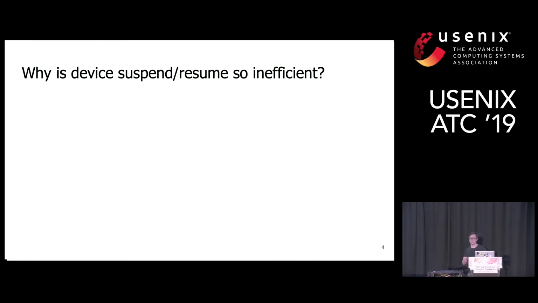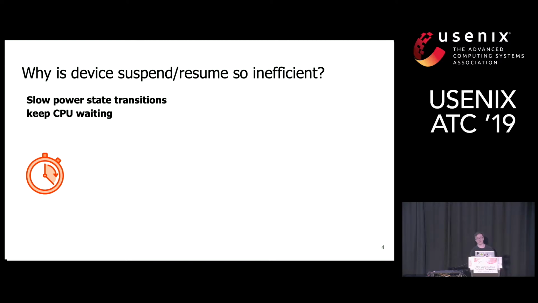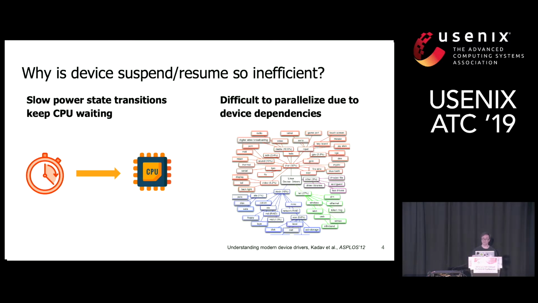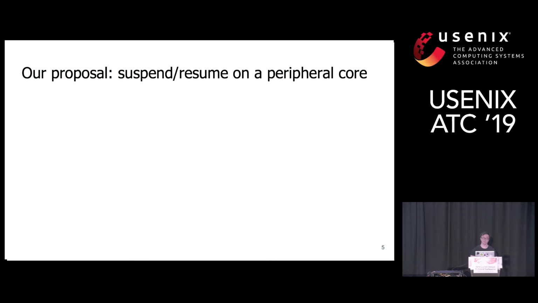Why is device suspend resume so inefficient? The first reason is that the I/O devices take time to do power state transition. As a result, the CPU is kept waiting. And the second reason is that the complex device dependencies prevent the procedure from further optimization. Hence, such a procedure mismatches the CPU. And our proposal is to run suspend resume on the peripheral core.